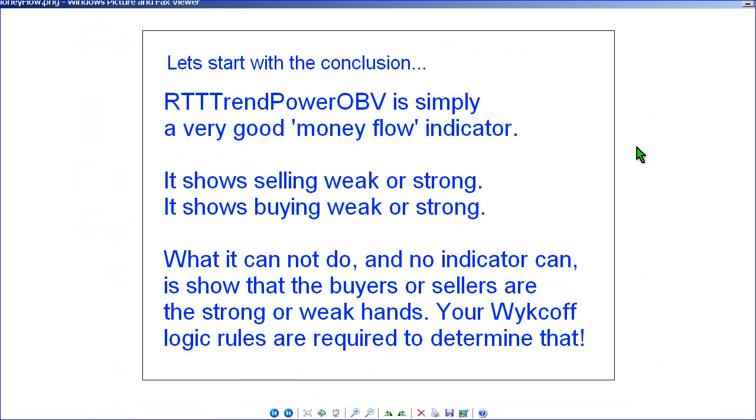RTT Trend Power OBV is simply a very good money flow indicator. It shows selling weak or strong. It shows buying weak or strong. But what it cannot do, and no indicator can, is show whether the buyers or sellers are strong hands or weak hands. Your Wyckoff logic rules are required to determine that. But your Wyckoff logic rules also require the determination of strong selling, strong buying, and weak buying. RTT Trend Power OBV assists in your Wyckoff logic rule application.